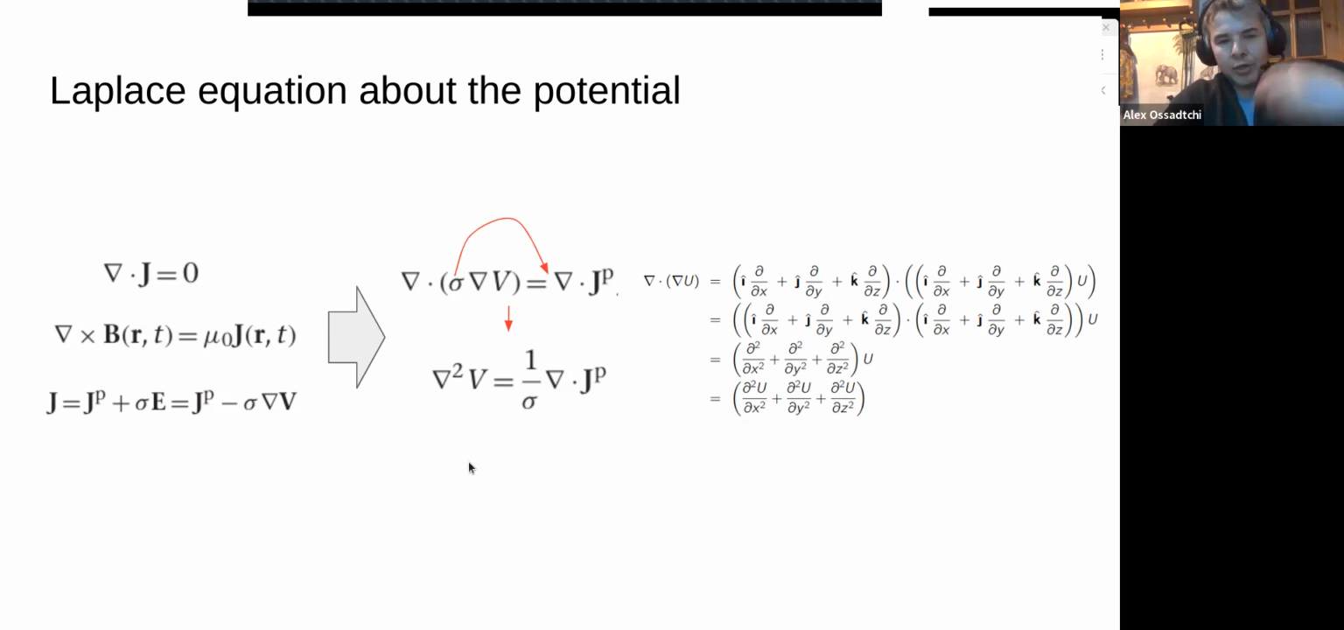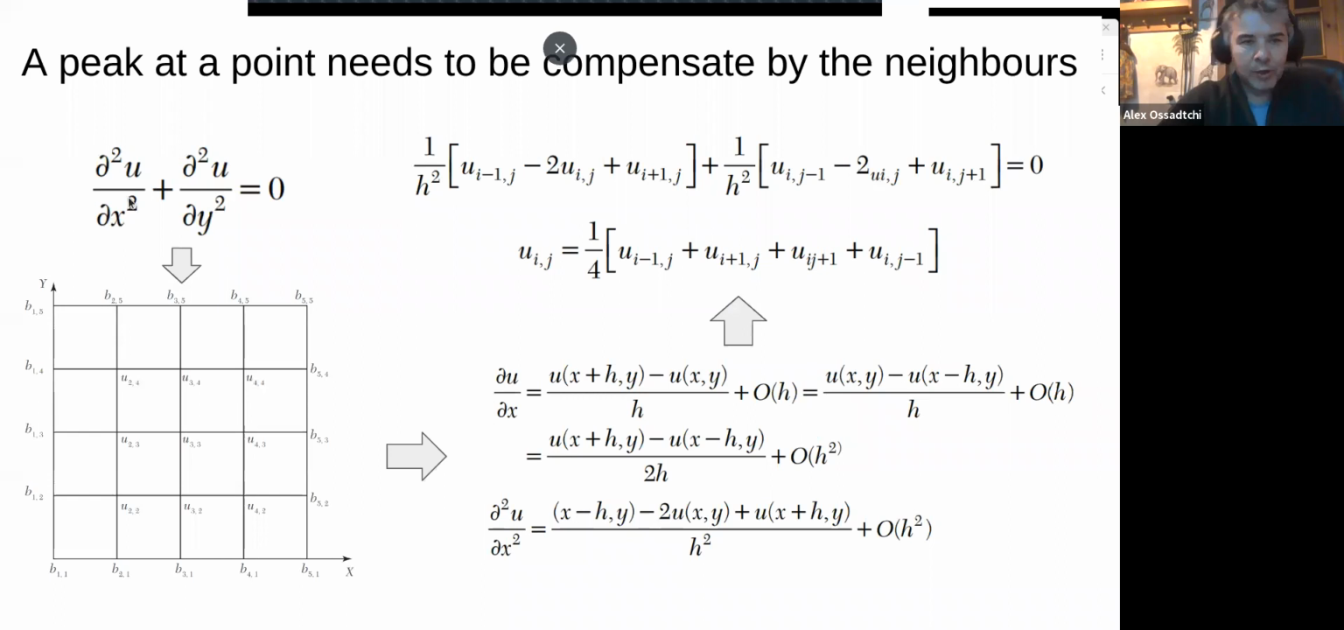For instance, if you have current flowing in some place, then the current defines the value of this Laplacian. I'll tell you what it is on the next slide. But if there is no current flowing, then the Laplacian has to be zero. What does this mean? Laplacian equal to zero. This is the Laplace equation.